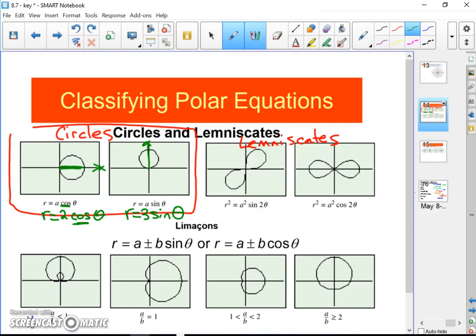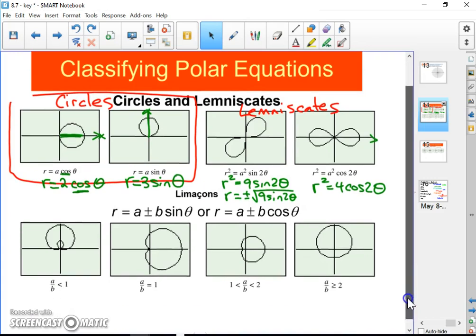So this lemniscate over here might look like r squared equals 9 sine 2 theta. Or sometimes, if they square root both sides, you'll see plus or minus square root of 9 sine 2 theta. And this other one, r squared equals 4 cosine 2 theta. Again, if you see that cosine, you're going to see something lying on the x-axis. Cosine goes with x, sine goes with y.